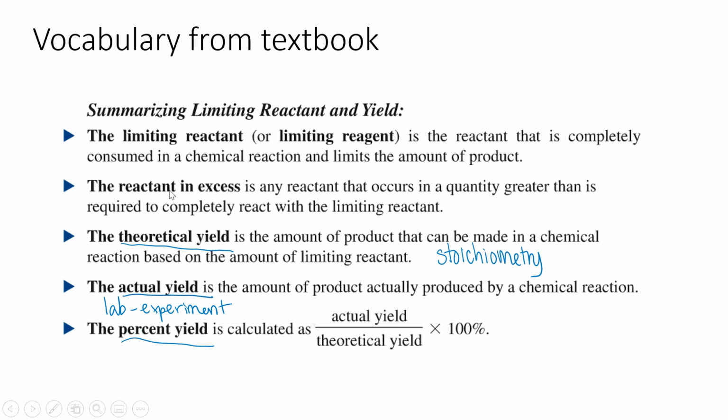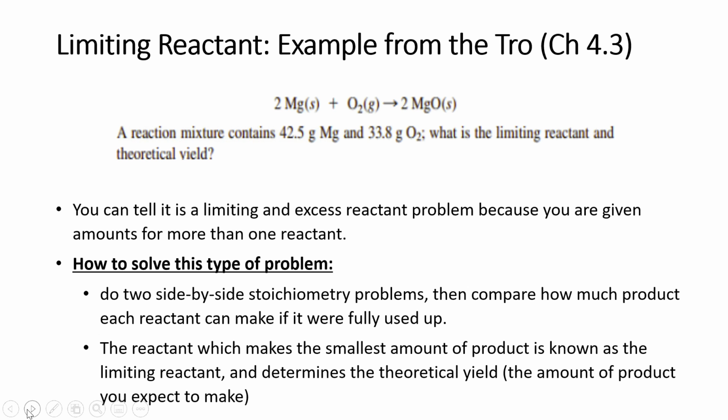Okay, let's try some more with this limiting excess idea. So here, let's look at a sample problem of how you might do this with a chemical reaction. So we've got the reaction between magnesium and oxygen gas to make magnesium oxide. So if we had 42.5 grams of magnesium and 33.8 grams of oxygen, what's our theoretical yield? So basically, how much MgO are we going to make? And who is the limiting reactant?